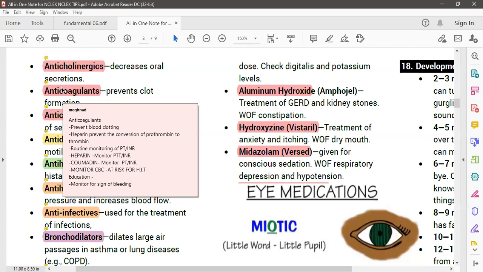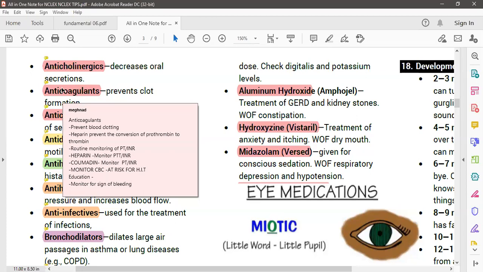Particularly, if your patient take heparin, we could monitor the PTT and INR. If your patient take Coumadin, we could monitor PT and INR. PT means prothrombin time, and PTT means partial thromboplastin time, right? So what we could educate our patient, or what are the nursing implication?